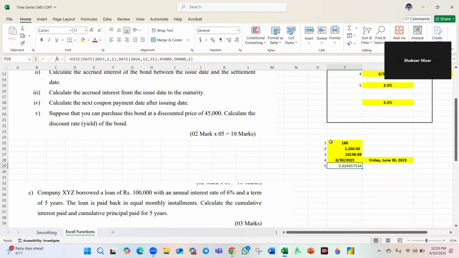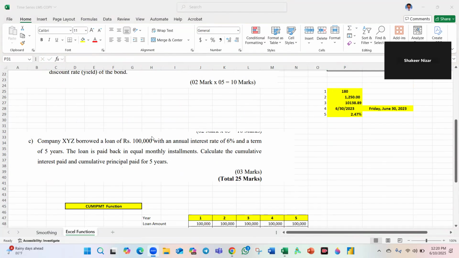Here you can see percentage. Better to use the corrected formulas. Suppose you can purchase this bond at a discount price. Calculate the discount rate. It is asking for the rate, not any number, so you need to fit the correct way based on the examinable points. Okay.